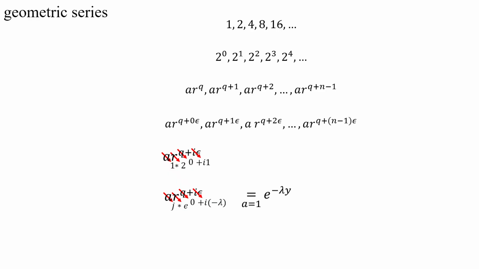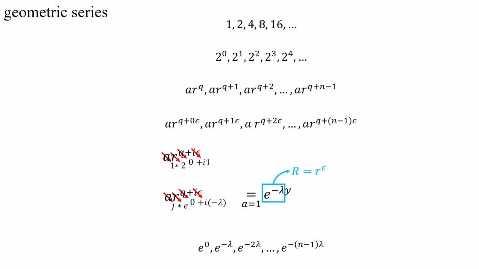If we set a equal to 1, then that expression becomes e to the negative lambda y. That should be familiar as one of the terms in the series that we looked at in Chapter 2. So a series may look like this: e to the 0, e to the negative lambda, e to the negative 2 lambda, and so on and so forth.